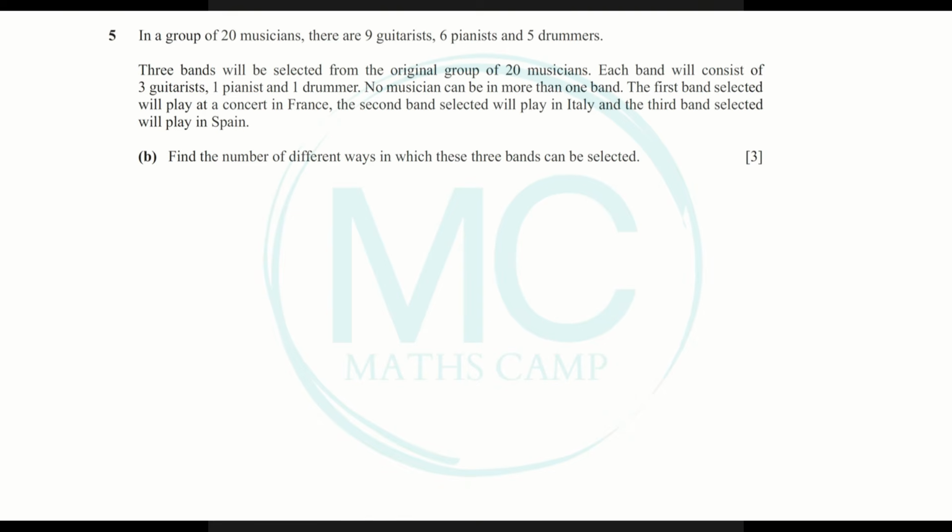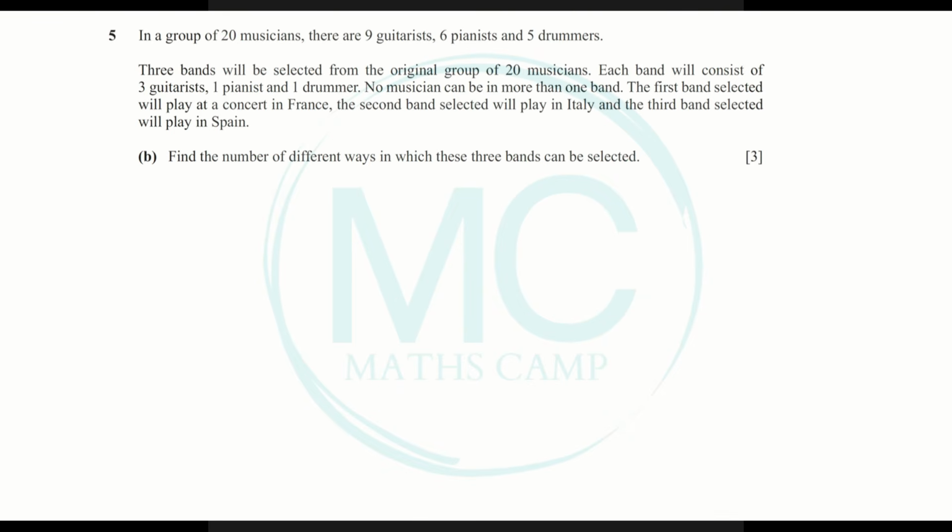Part B says 3 bands will be selected from the original group of 20 musicians. Each band will consist of 3 guitarists, 1 pianist, and 1 drummer. No musician can be in more than one band. The first band selected will play at a concert in France, the second band selected will play in Italy, and the third band selected will play in Spain. Find the number of different ways in which these 3 bands can be selected.